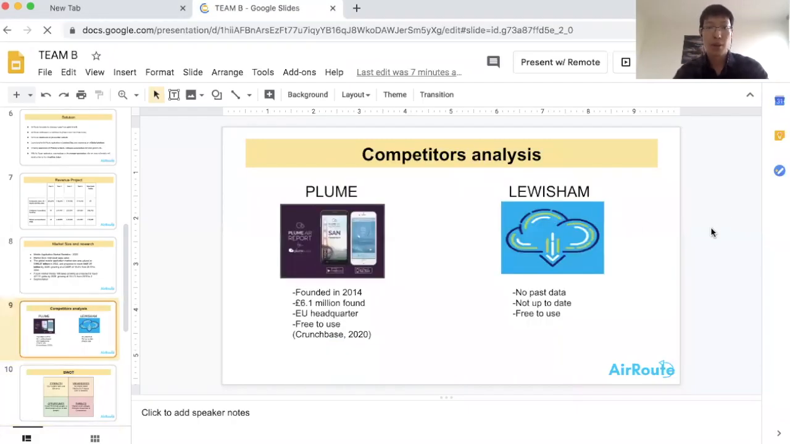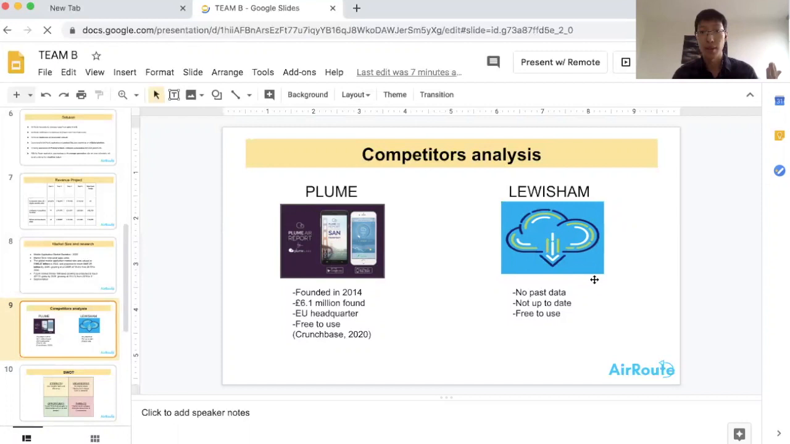So let's talk about our competitor analysis. The app Plume is the market leader. It was founded in 2014, and the total fundraise was 6.1 million, which is quite high. The headquarters is in the EU. It's free to use. The difference of this app is it gives the total air pollution of the whole city itself.